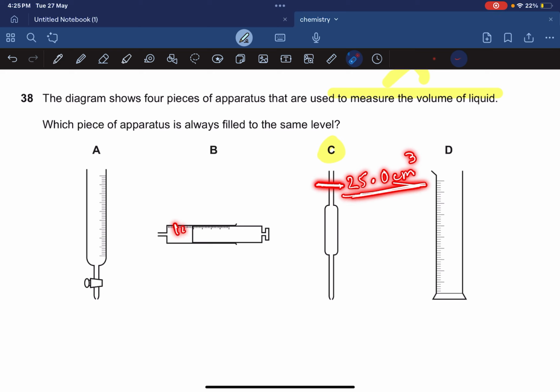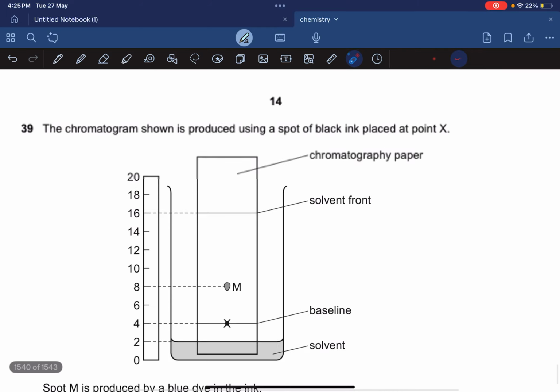A gas syringe has several marks. You can add any volume of gas. A burette, you can add any volume. A measuring cylinder, you can add any volume. But for a pipette, you need a fixed volume. So it's always filled to the same level.